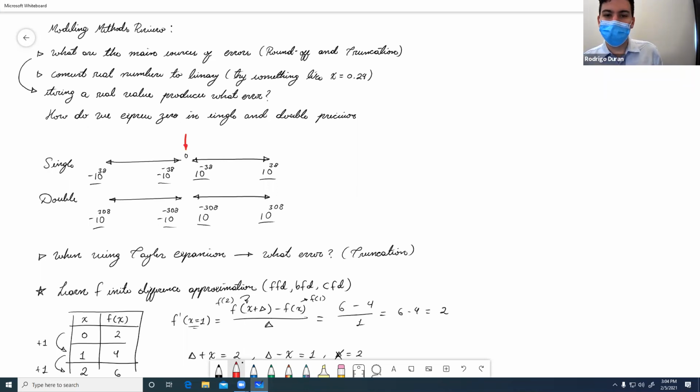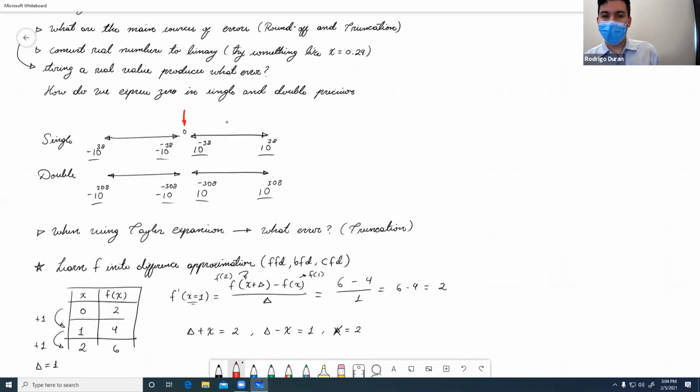How to express zero in single or double precision? Right here, you can memorize this graph, or you can write it down, put it on a flashcard, and keep it at hand. This is how you do it in single precision and double precision. Again, this is for real values. This has nothing to do with integers. This is all real values.